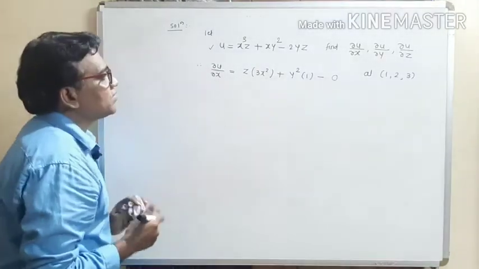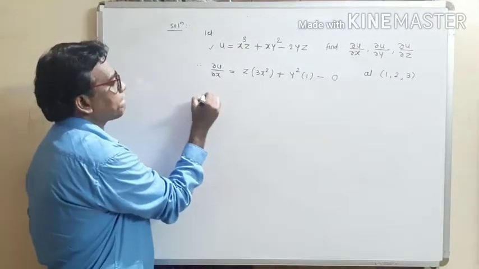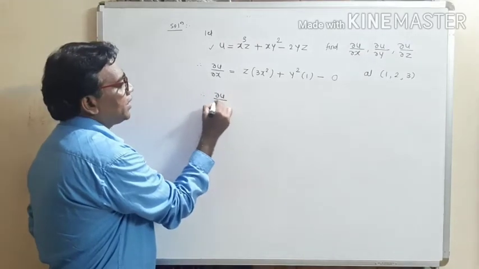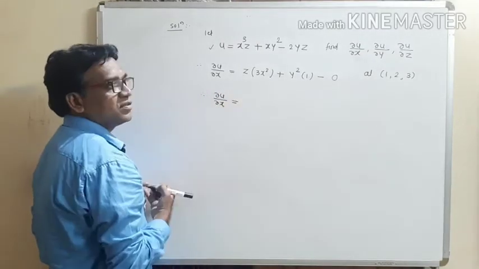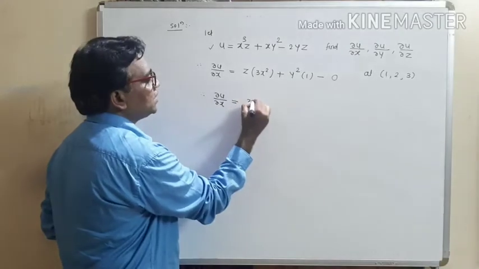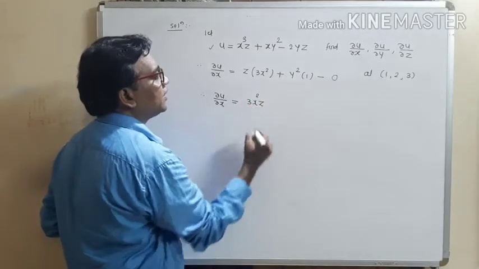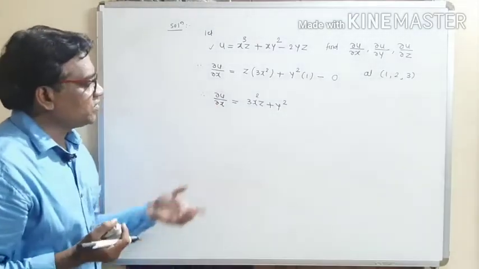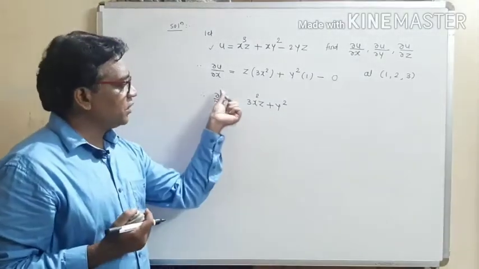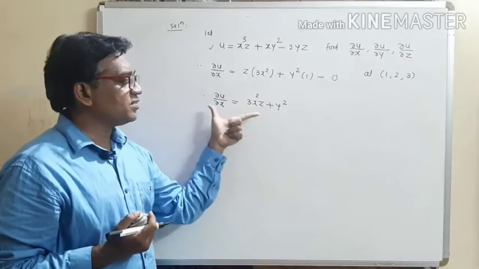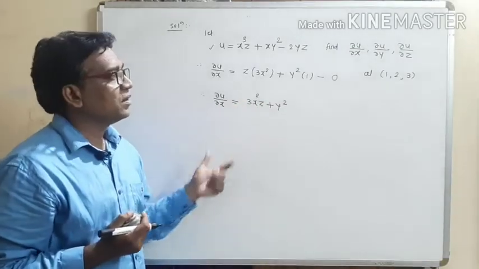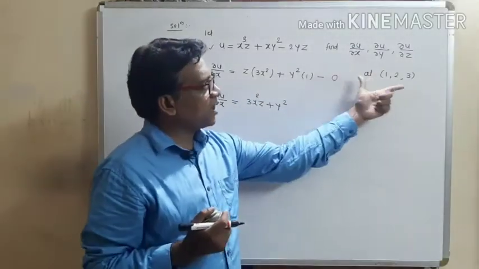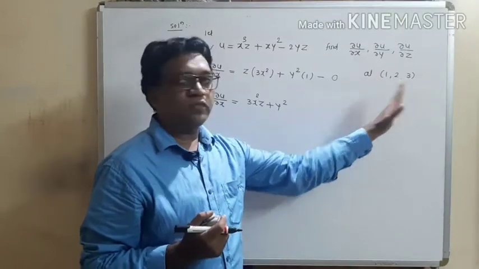So simplify this term. So ∂u/∂x is equal to 3x square z plus y square. So this is our first order partial derivative, the derivative with respect to x. So this is ∂u/∂x. Now we have to find this derivative at the given point. So let us put this point (1, 2, 3).